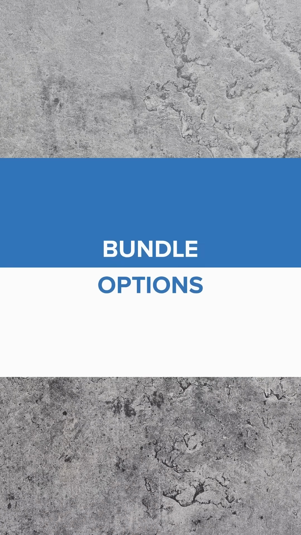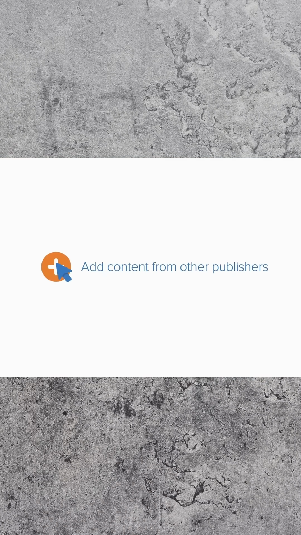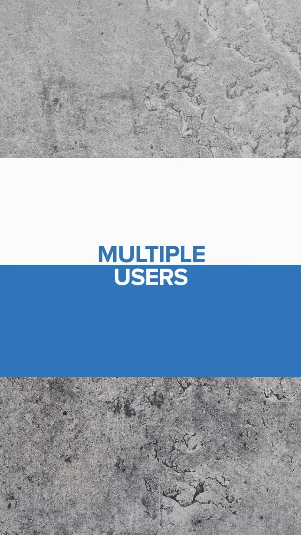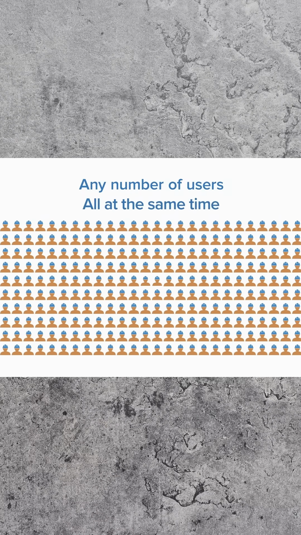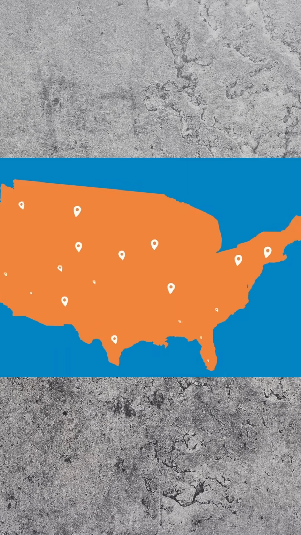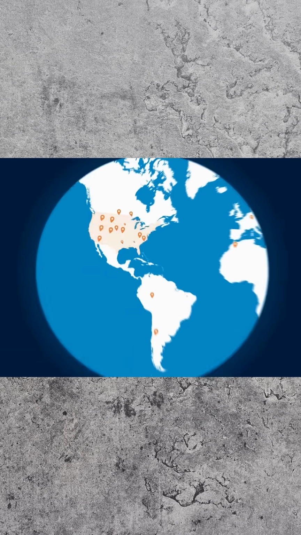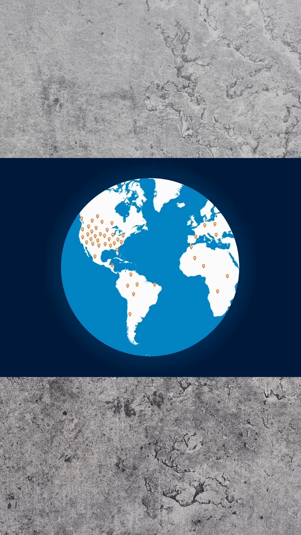Bundle options. Bundle ACI content with content from ICC, ASCE, ASTM, and hundreds of other leading publishers. Multiple users. Provide access to 2, 200, or any number of users all at the same time. Multiple locations. Provide access to users at any number of homes, offices, or campuses anywhere in the world.